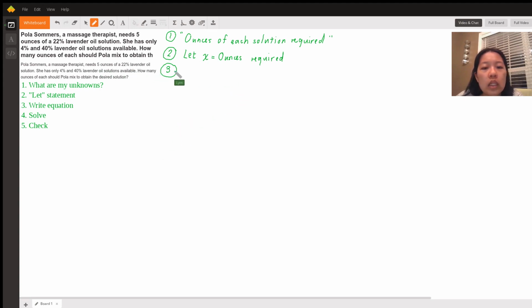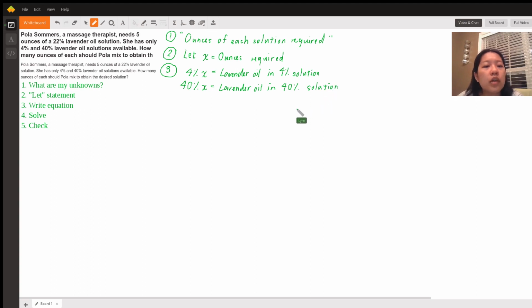So let's say the amount of lavender oil should be the same before and after the mix. It's just a matter of how diluted it is. So if we have 4% of X, and we also have 40% times X, this will represent the amount of lavender oil in the 4% solution. And then the 40% times X, that's the amount of lavender oil in the 40% solution.